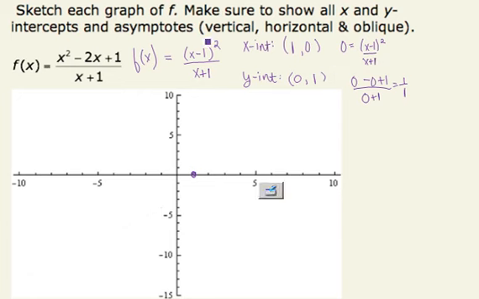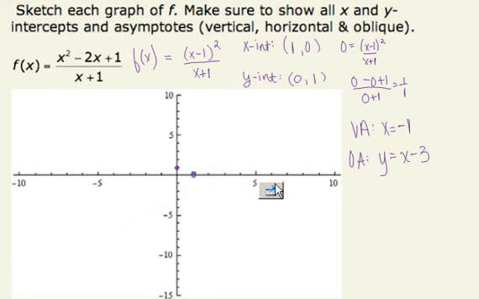Finally, I need to look at vertical, horizontal, and oblique asymptotes. And we have discovered that there is a vertical asymptote at x equals -1, and we have discovered that there is an oblique asymptote where y equals x minus 3. So now I can plot all of this information. I already have my x-intercept. My y-intercept is (0, 1).